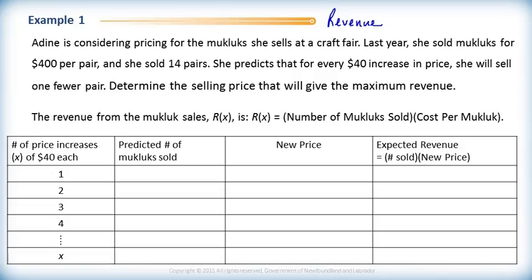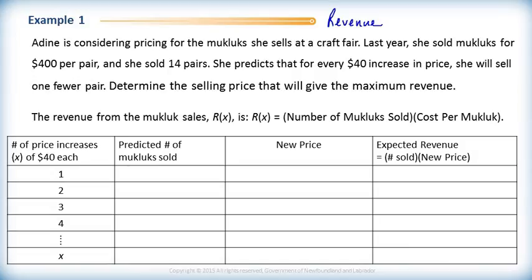Adine is considering pricing for the mukluks she sells. Last year she sold them for $400 a pair, and she sold 14 pairs at that price. She predicts that if she increases the price by $40, she'll sell one fewer pair. Every time she increases by $40, that's what happens. Determine the selling price that gives the maximum revenue. And revenue, by the way, is the number of items sold times the cost or price per item.